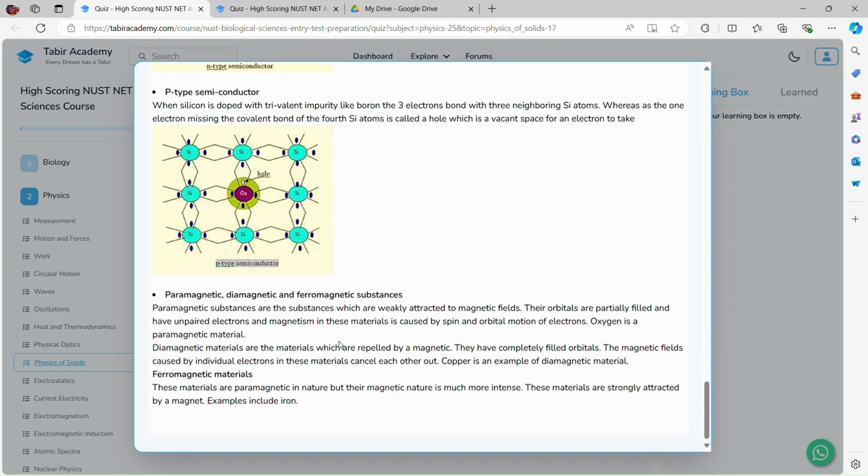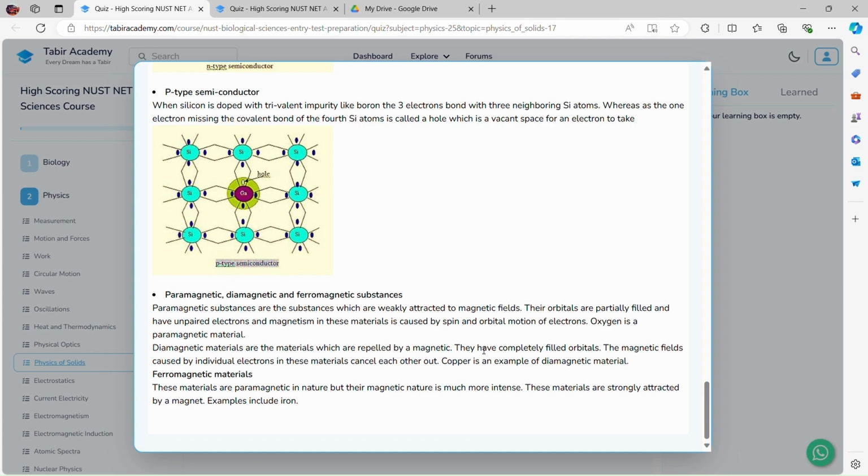Paramagnetic, diamagnetic, and ferromagnetic substances. Paramagnetic substances are the substances which are weakly attracted to magnetic fields. Their orbitals are partially filled and have unpaired electrons, and magnetism in these materials is caused by spin and orbital motion of electrons. Oxygen is a paramagnetic material.